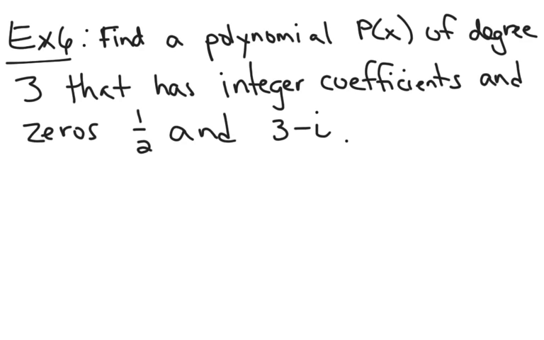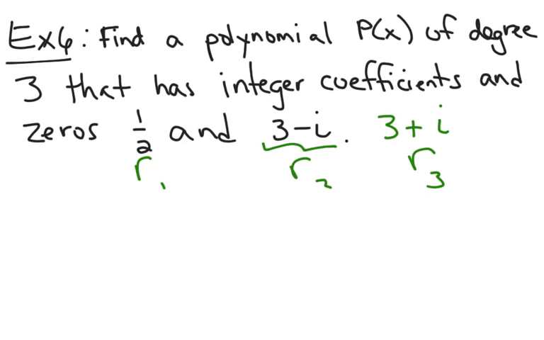Alright, we're going to do another problem where we know the zeros of a polynomial, but need to find the equation of the polynomial. So I want to find a polynomial p of x of degree 3 that has integer coefficients and zeros at 1/2 and 3 minus i. First of all, the complex conjugate theorem says that if 3 minus i is a root, 3 plus i must also be a root. So now I know my 3 roots of my third degree polynomial.